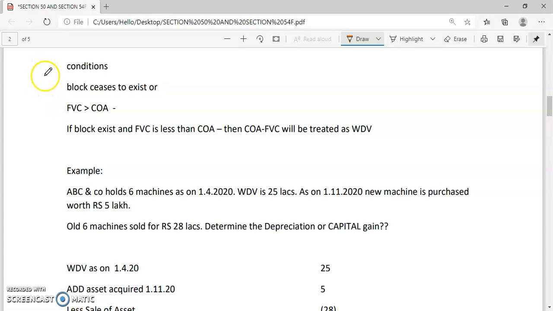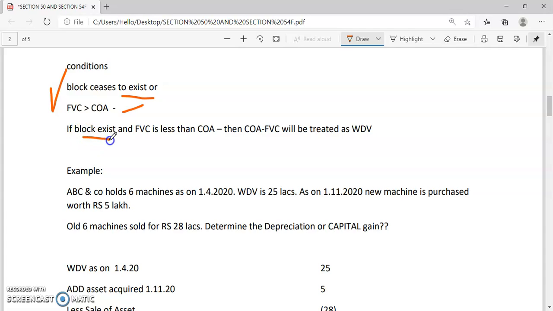One of the two conditions must be satisfied: the block of assets ceases to exist, that means all the assets of the block are sold, or the full value of consideration is greater than the cost of asset, that is the WDV plus the actual cost of asset acquired. Further, expenses in connection with the transfer are also reduced from the full value of consideration. If the answer is positive, then there will be a capital gain as per section 50.